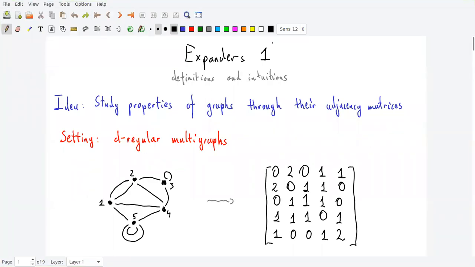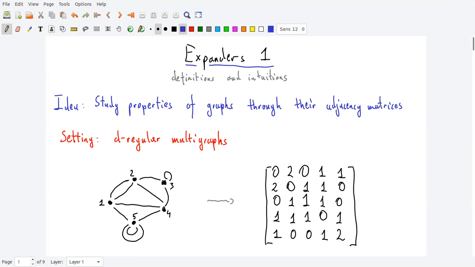So welcome to the next lecture of selected topics in graph theory. Today we are done with colorings of graphs for this course, and we start the last larger topic that will be discussed here, namely expander graphs and an introduction to spectral graph theory.